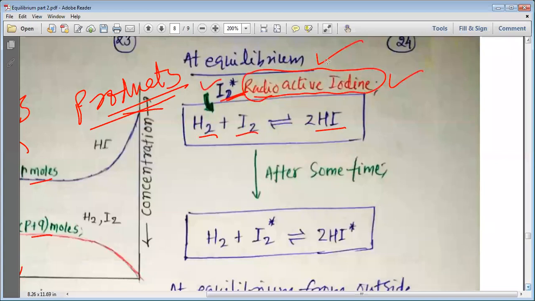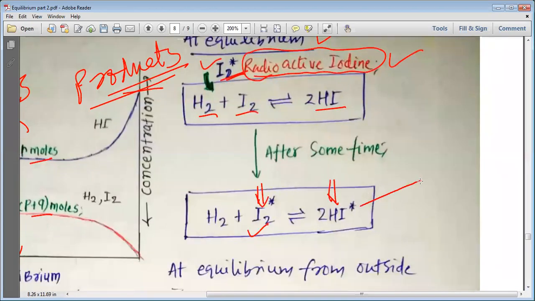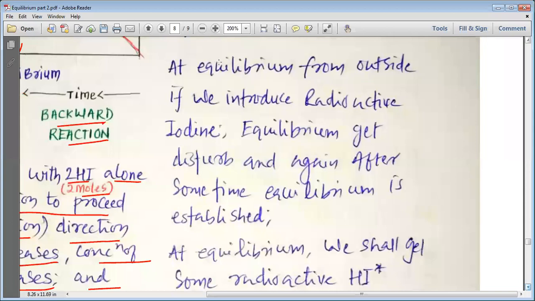In the same way, our HI is also radioactive now. We have introduced only radioactive iodine, but now the HI is radioactive too. So even on the product side, we get some radioactive hydrogen iodide after some time. What does it mean?